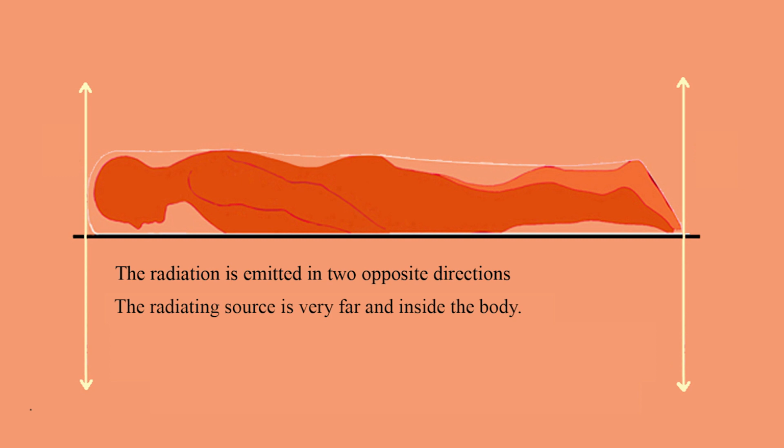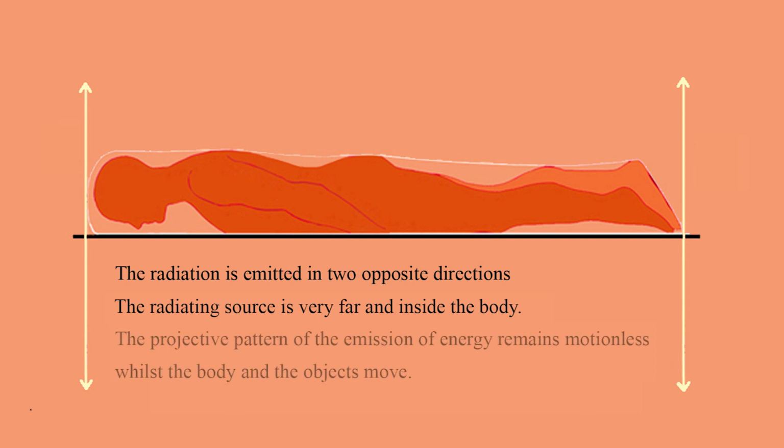However, the results also show that the projection pattern of energy emission remained immobile, while the body, and therefore also the objects in contact with it, moved. This means that the energy did emanate from the body, but that it comes from an infinite source that always radiates in the same direction with two opposite orientations.